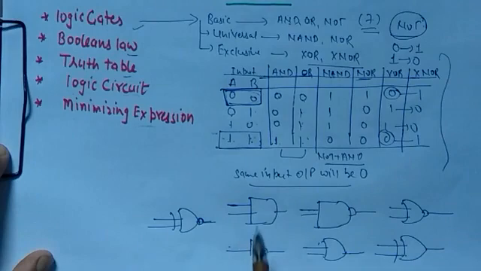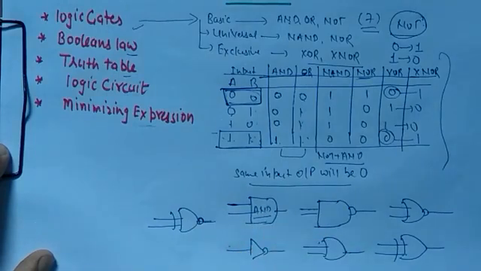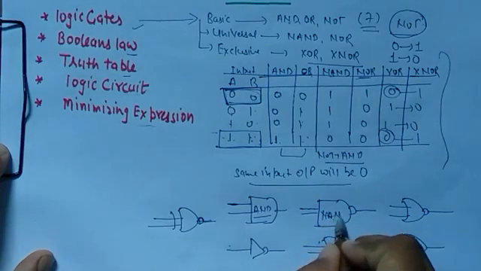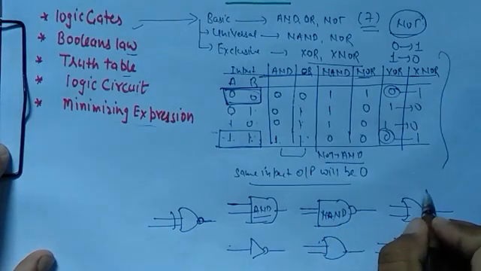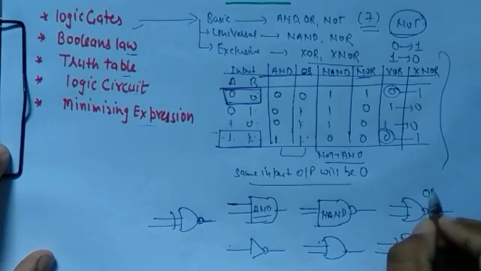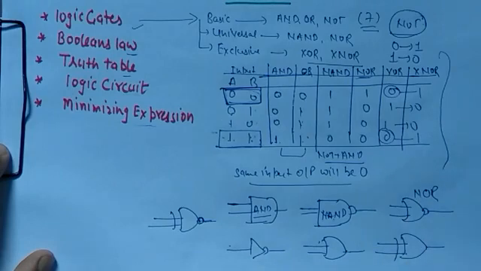So this gate is what? You have to give me the answer. This gate is, yes, correct, this is AND gate. Now what is this gate? This gate is NAND gate. Very good. This gate is, you can say OR, no, this gate is NOR gate. This gate is NOT gate.